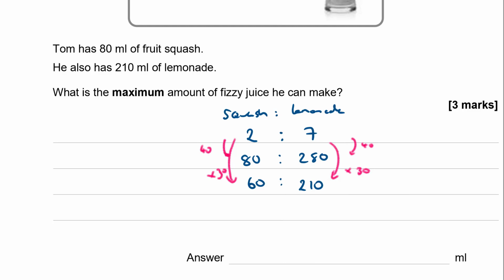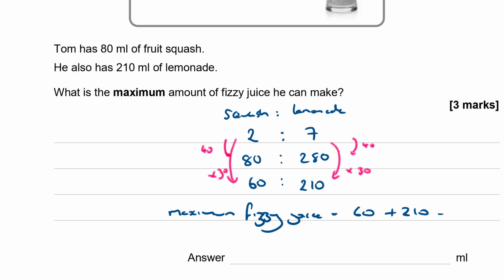So the maximum amount of fizzy juice he can make is those two amounts added together. So maximum fizzy juice is going to be my 60 milliliters of squash plus my 210 milliliters of lemonade, giving me a total of 270 milliliters of fizzy juice.